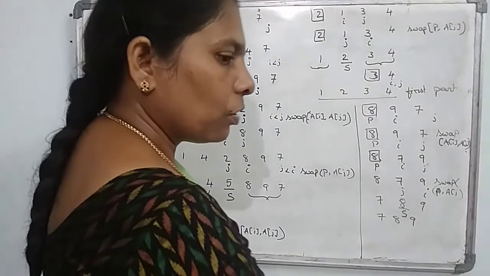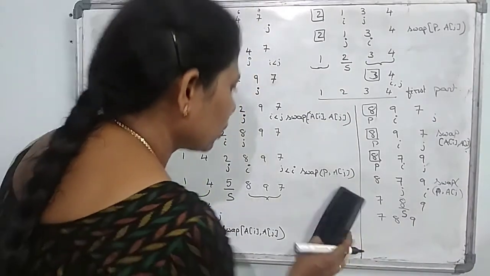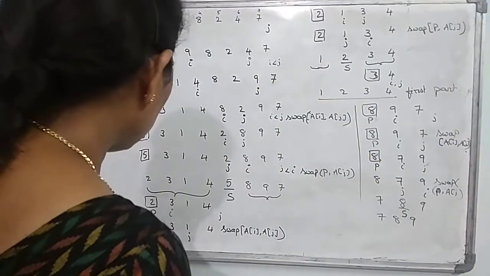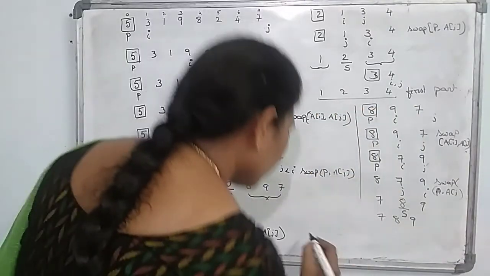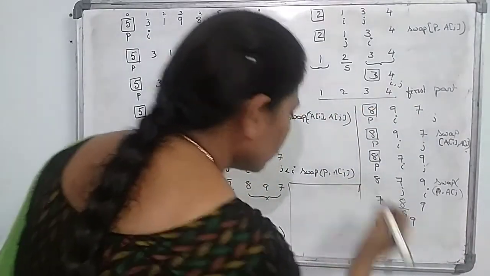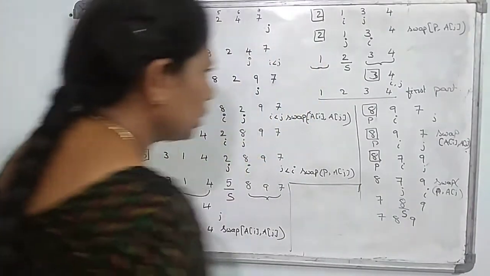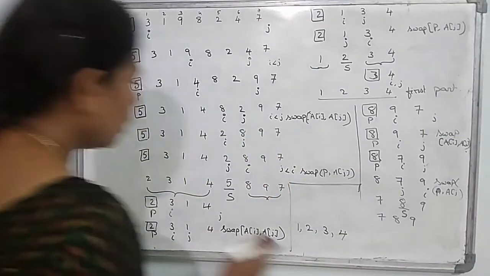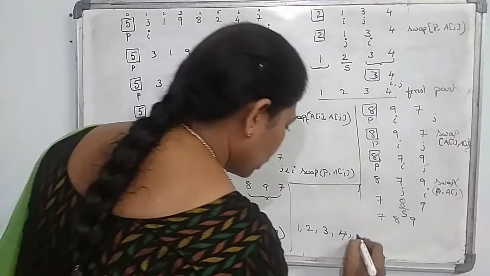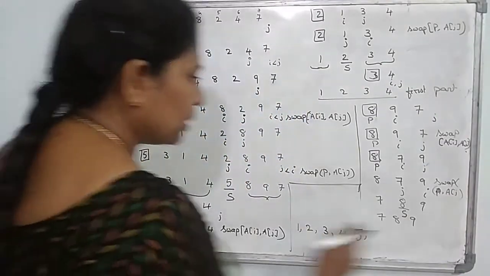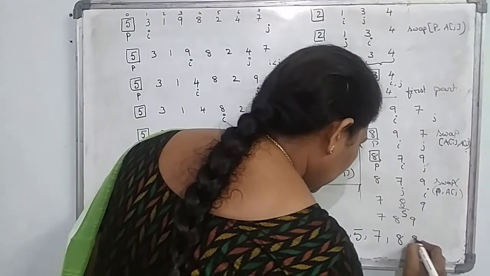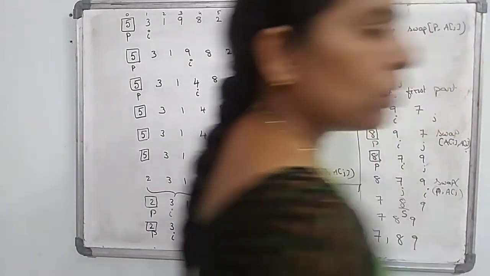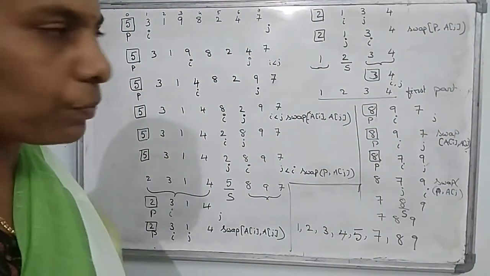Okay, now you can write the total array after applying the quick sort. So in that we have the array 1, 2, 3, 4 as the first part. After that, you have the split portion, that is 5. Next, 7, 8, 9. So in that we can apply the process of the quick sort. Again, I am explaining this one.